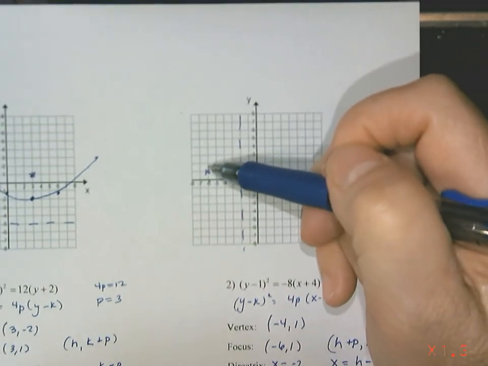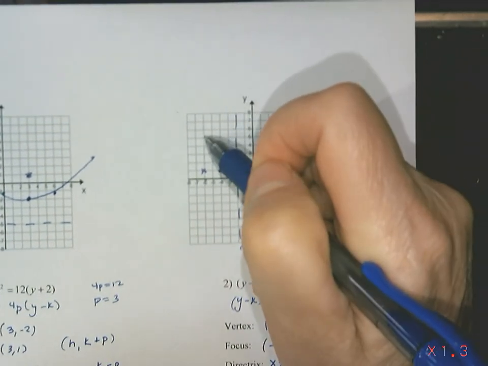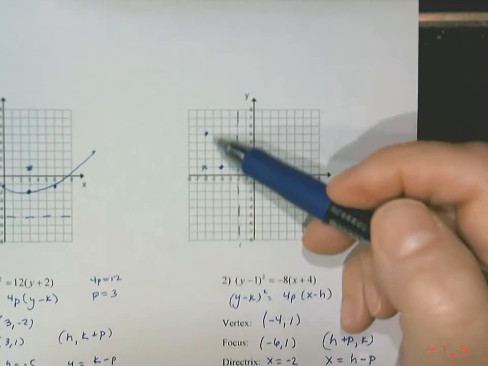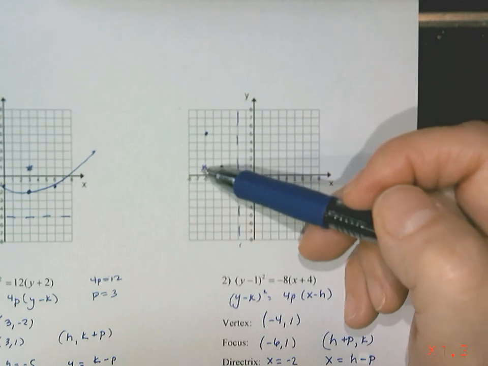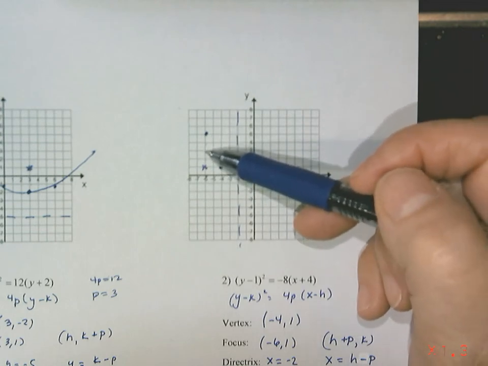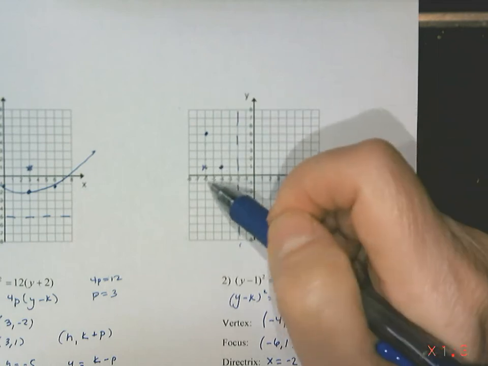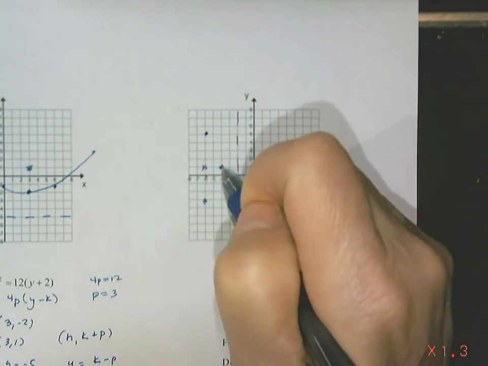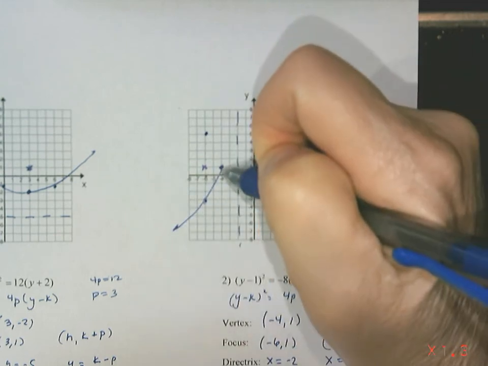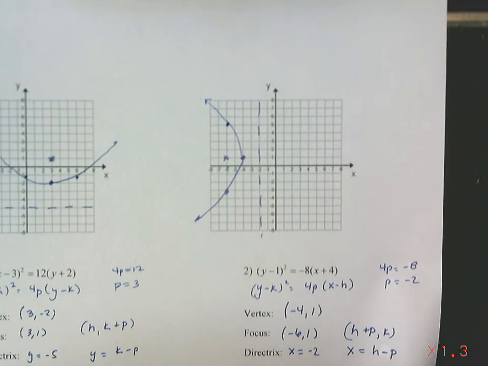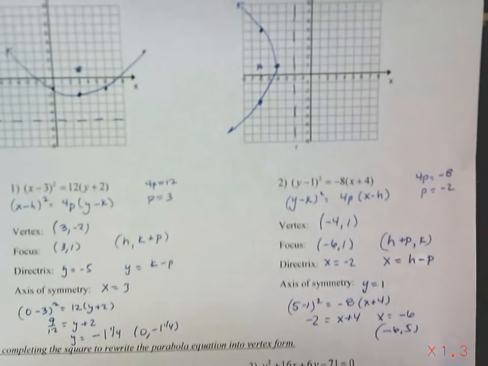So negative 6, 1, 2, 3, 4, 5. And since I'm opening this way, I'm just going to reflect the point. Since there's distance 4, 1, 2, 3, 4 away from the focus here, I'm going to go 4 away from the focus there. And there's my parabola.